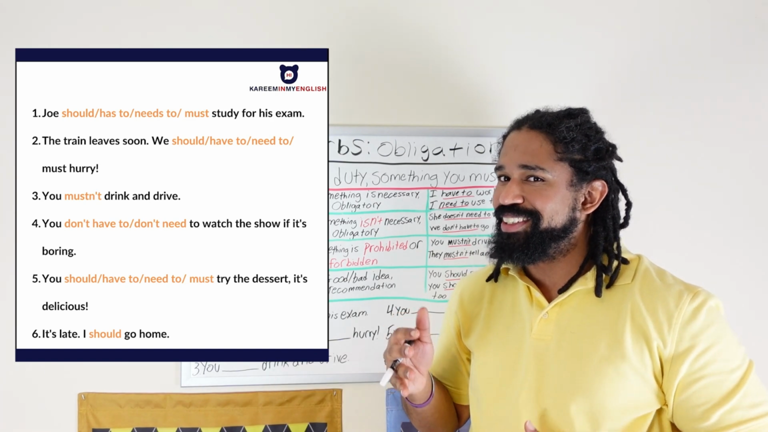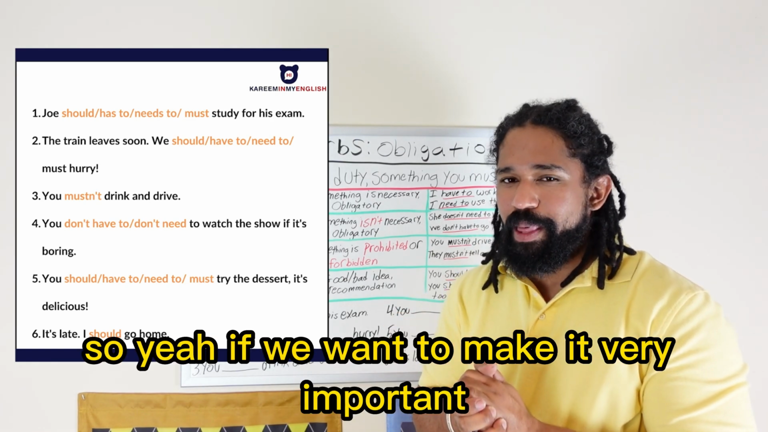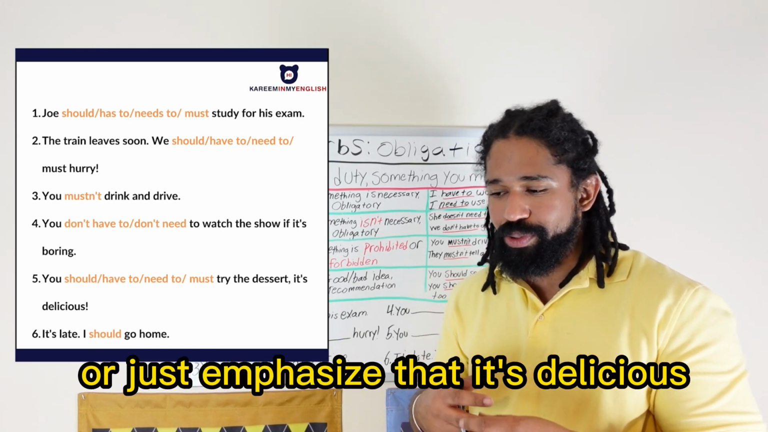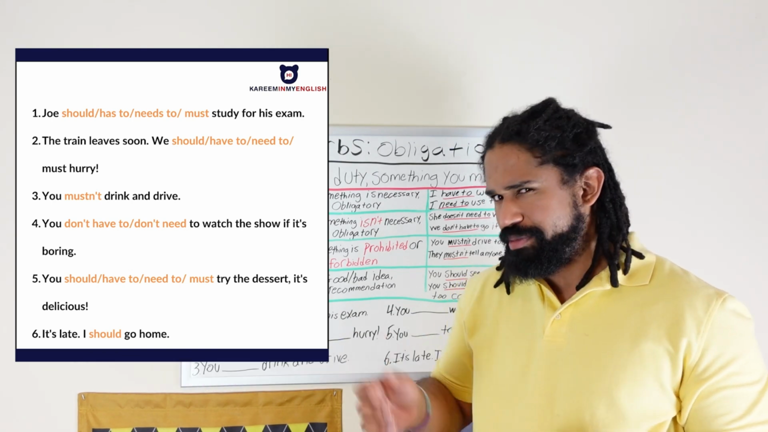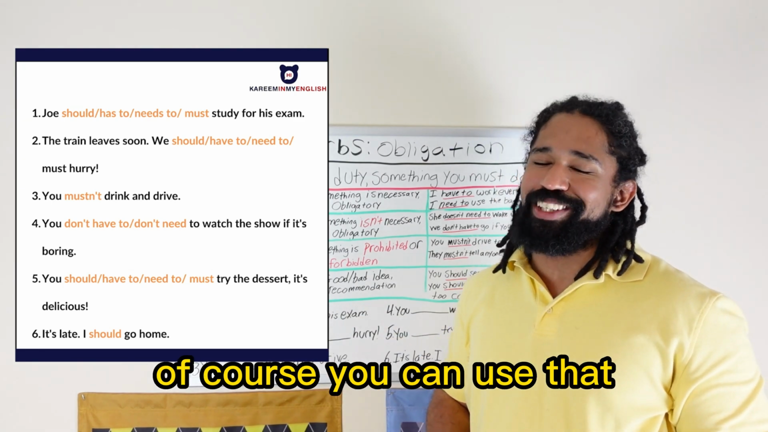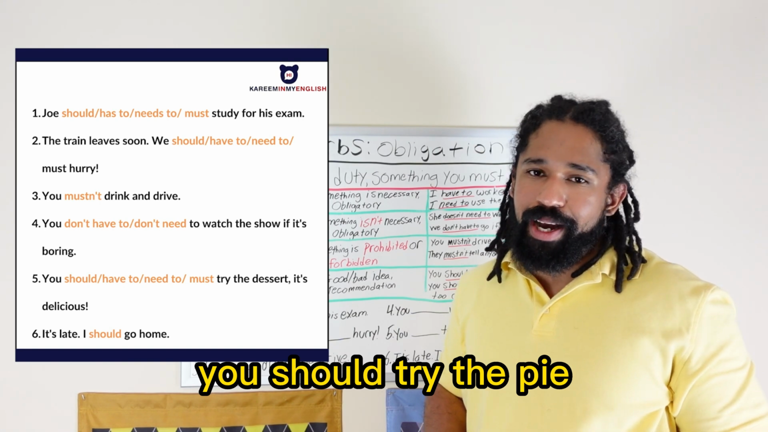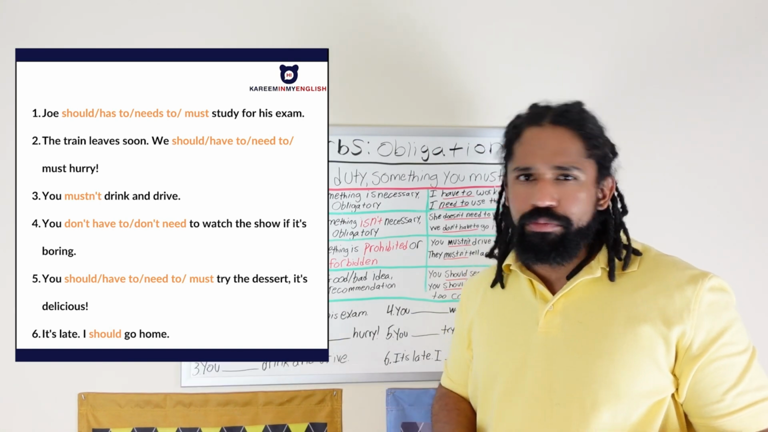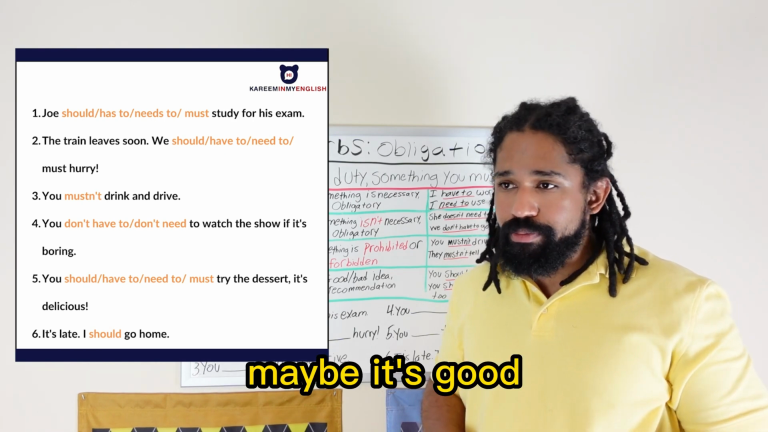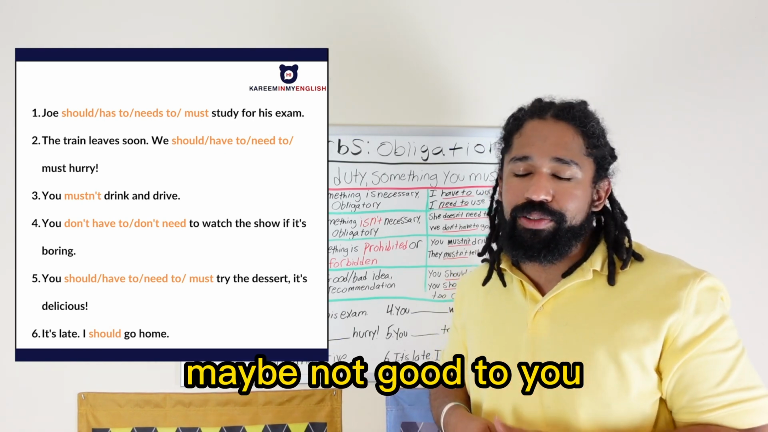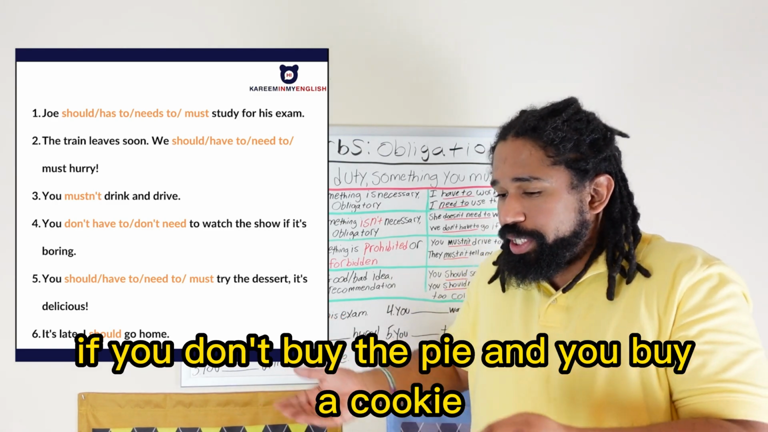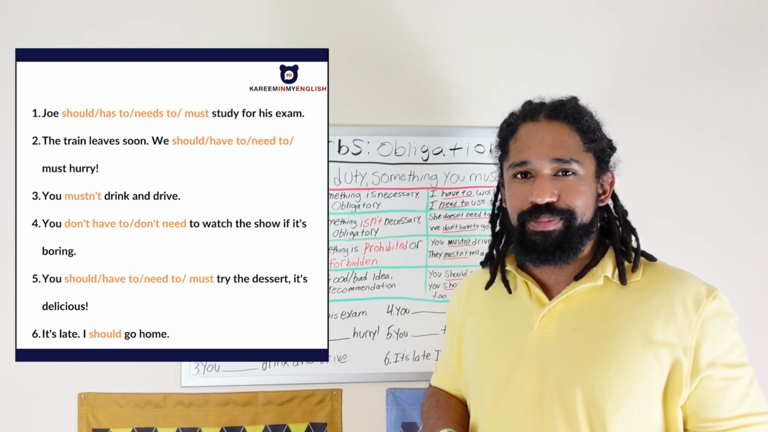I know I would. So, yeah, if we want to make it very important, stress the seriousness or just emphasize that it's delicious, have to, need to, must. Should, shouldn't, of course you can use that. You should try the pie. Maybe you want a dessert, you don't know what to get. You should try the pie. Maybe it's good. It was good to me, maybe not good to you. Who knows? But you should. If you don't buy the pie and you buy a cookie, okay, not a problem.